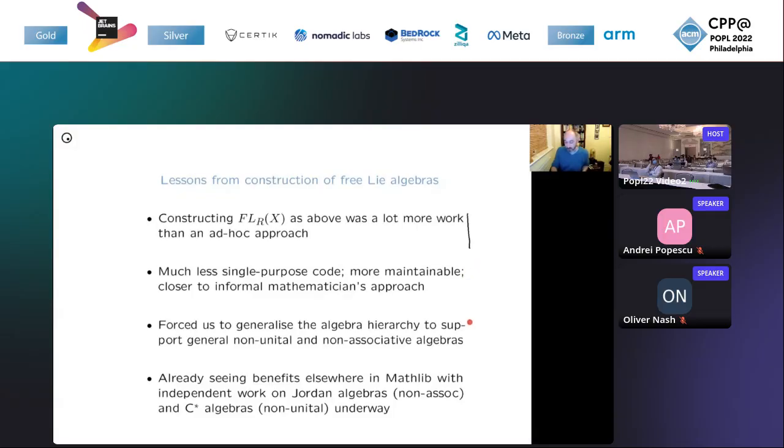But the dividend as well was that it forced us to generalize Mathlib's algebra hierarchy to enable us to talk about non-unital, non-associative algebras. And now, 6 or 7 or however many months later it is, independent work is arriving with people working with Jordan algebras as they're about to be defined. These are non-associative. They're going to use the additions we make to the algebra hierarchy. And we have C-star algebras, and these are in due course going to be generalized to the important case of non-unital C-star algebras. And again, this will reuse stuff that we added when we were building the exceptional Lie algebras. So it's a nice endorsement of Mathlib's paradigm of always pushing to take the unified approach and so on.